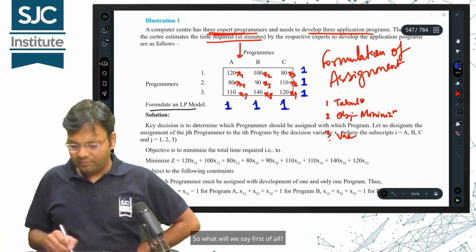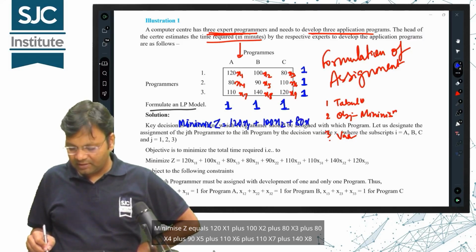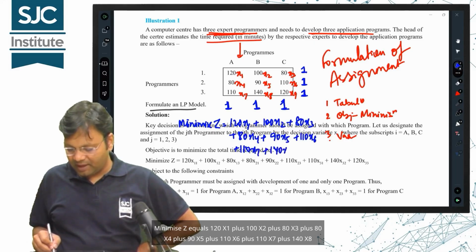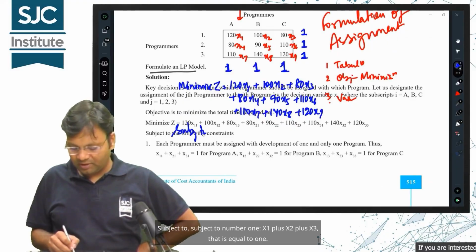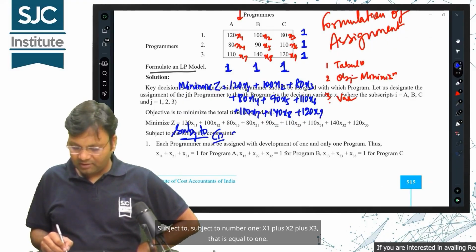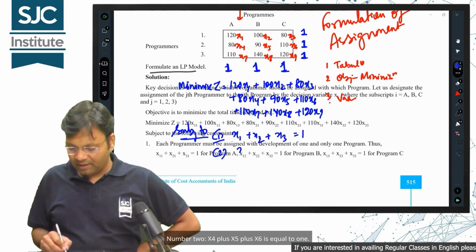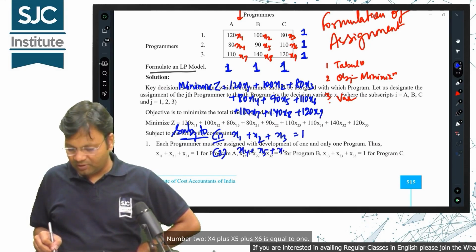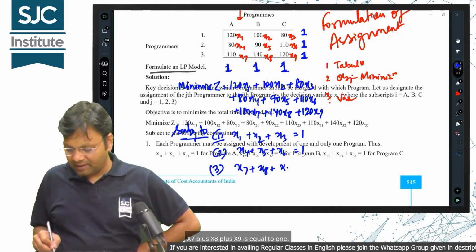So what will we say first of all? Minimize z equals 120 x1 plus 100 x2 plus 80 x3 plus 80 x4 plus 90 x5 plus 110 x6 plus 110 x7 plus 140 x8 plus 120 x9. Subject to number 1, x1 plus x2 plus x3 equal to 1. Number 2, x4 plus x5 plus x6 is equal to 1. Number 3, x7 plus x8 plus x9 is equal to 1.